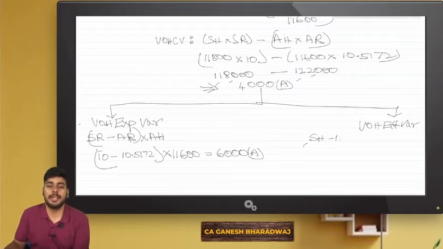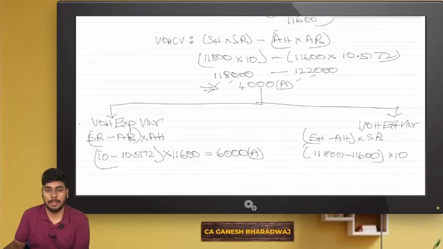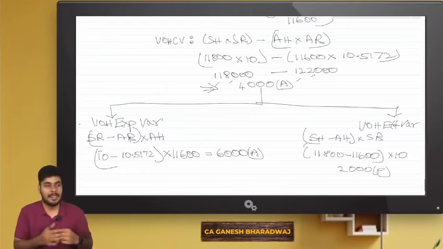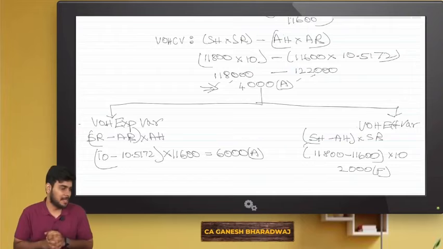Now here, variable overhead efficiency variance formula: standard hours minus actual hours into standard rate. How much? 11,800 minus 11,600 into 10. How much is that? 2,000 favorable. Okay. And if you net these two off, you get what? 4,000 adverse. Right? Done. Simple, guys.